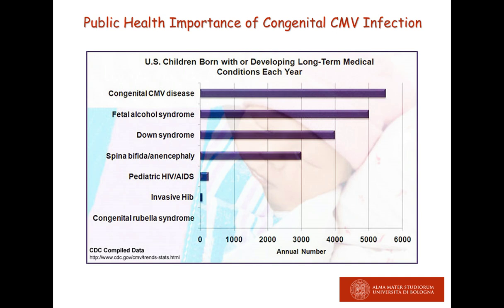We know that congenital CMV infection is a very important public health problem. In these slides, I would like to show that, because it is a public health issue, more children may be affected by congenital CMV than by any other better-known childhood disorder, such as fetal alcohol syndrome, Down syndrome, spina bifida, HIV and congenital rubella syndrome.